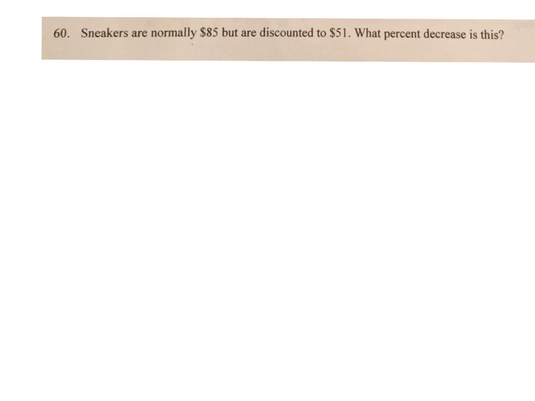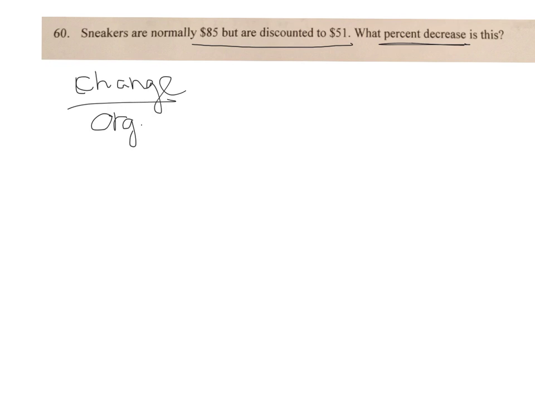Okay, sneakers are normally $85, but are discounted to $51. What is the percent of decrease? So remember, when we're doing percent of decrease, percent of increase, percent of discount, percent of markup, we're using the formula change over original. So we have to figure out the difference between 85 and 51, and that would be 34. So I would have 34 over the original price of 85.